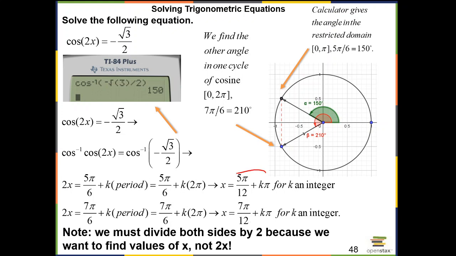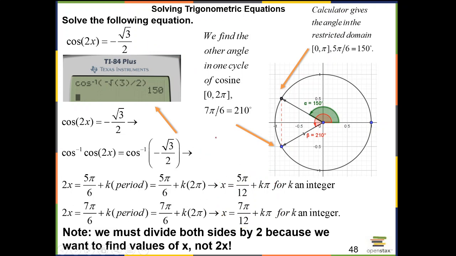Okay, now we have all the solutions for this equation, right? We use the unit circle to find the angles that work on the right-hand side. So this way we were able to write these two equations.